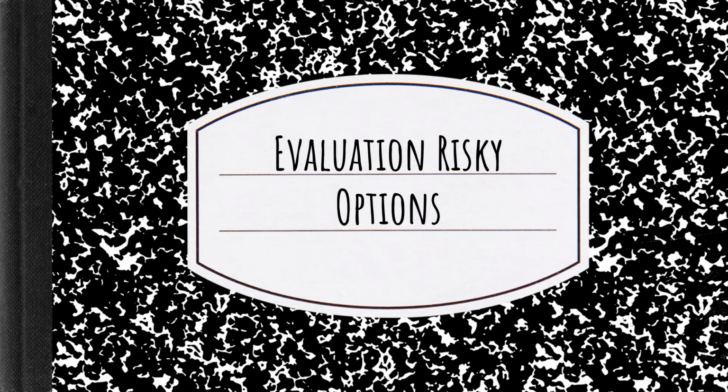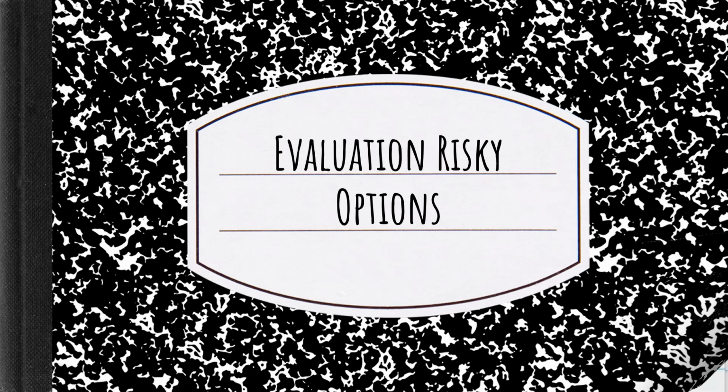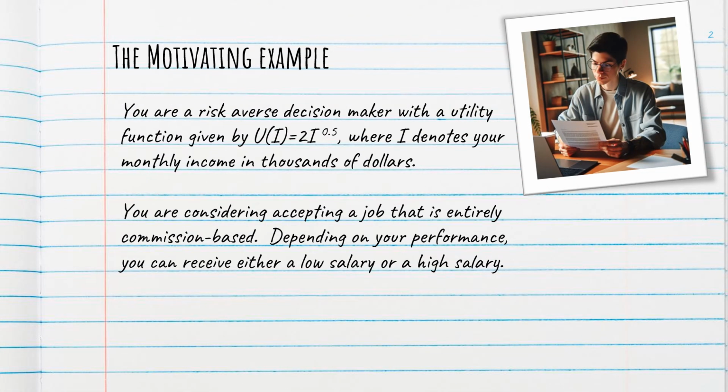In this short video, we're going to learn all about the mathematical processes required to evaluate risky options. Let's suppose that you're a risk-averse decision maker with a utility function of 2i to the 0.5, where I denotes your monthly income in thousands of dollars. You're considering accepting a job that's entirely commission-based, and depending on your performance, you can receive either a low salary or a high salary.